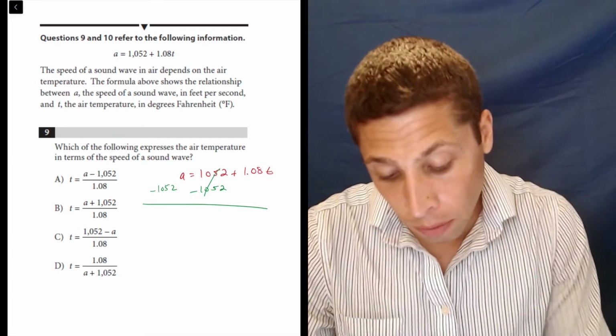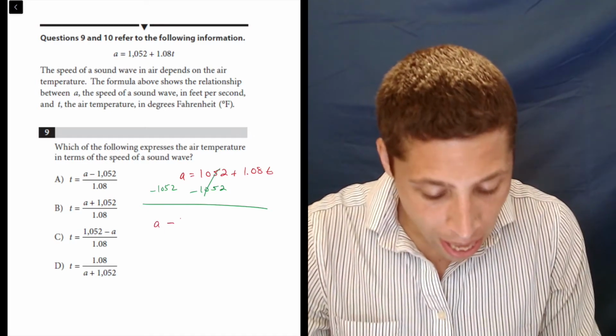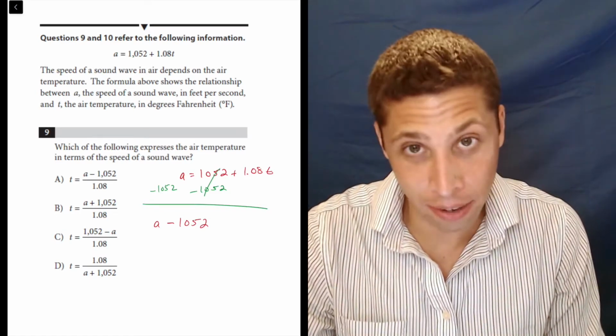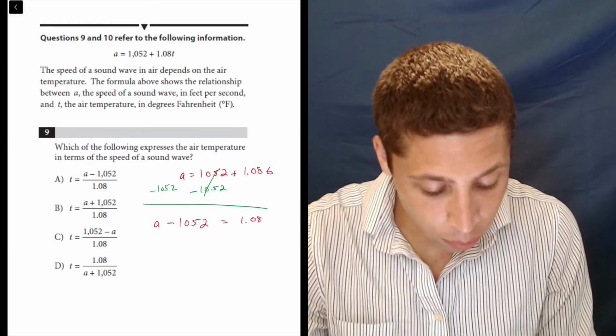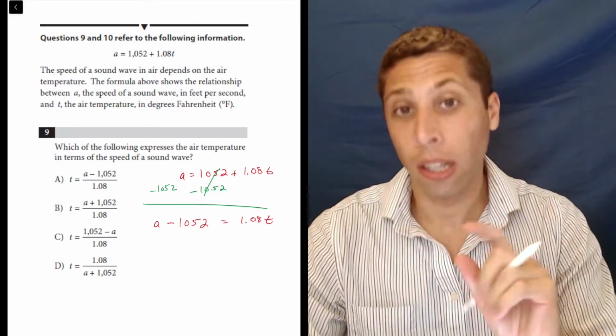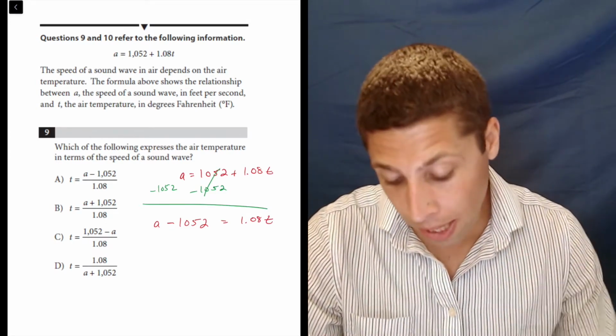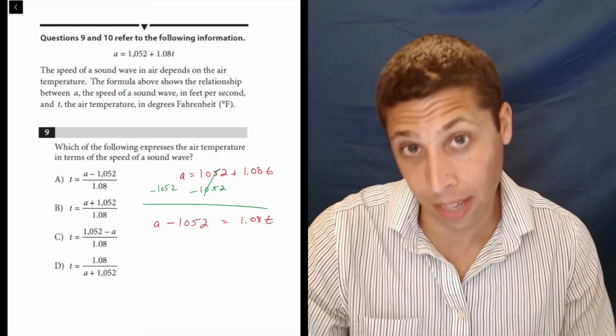And when it comes over to the left side, A minus 1052 is what we have. Now it's negative because it's on the other side. And we can see from the answer choices that if we lost that negative or misplaced something, we would get this wrong, because A, B, and C all kind of look the same.